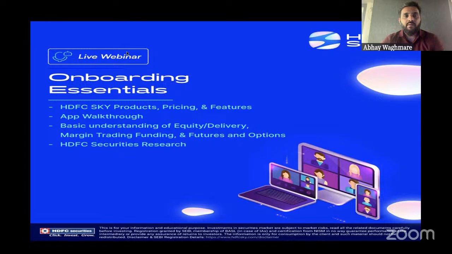In today's webinar, we will be discussing HDFC Sky products, pricing, and features. We will have a basic understanding of equity, delivery market, what is margin trading, funding, futures and options, etc. Also, we'll have an app walkthrough to understand the features and benefits of the app which HDFC Sky offers. And last but not the least, we will talk about HDFC Securities research. So these are the four major topics which we are going to cover in today's webinar, so that you can start your investment journey ASAP, and it would be helpful for you to understand the offerings.